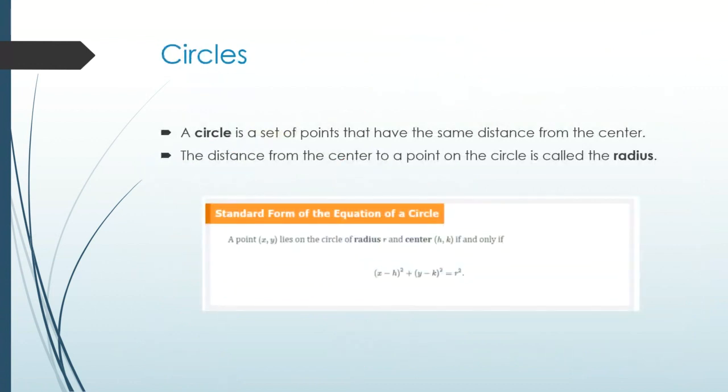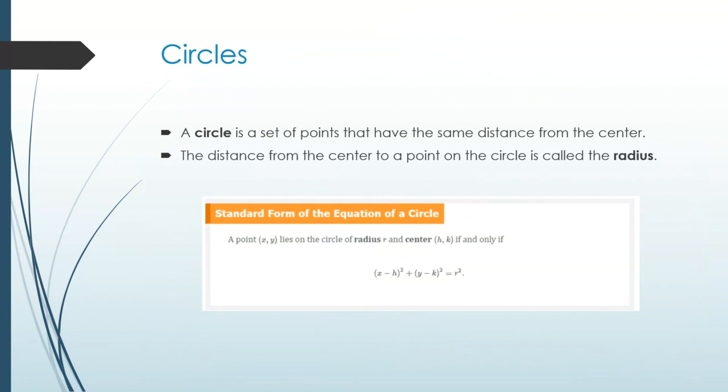Okay, so now let's talk about circles. A circle is a set of points that have the same distance from the center of the circle, basically. So every point on the circle is like 2 away or something. If you're looking at it at an angle, it doesn't have to be up or down. And that distance from the center to a point on the circle is called the radius.